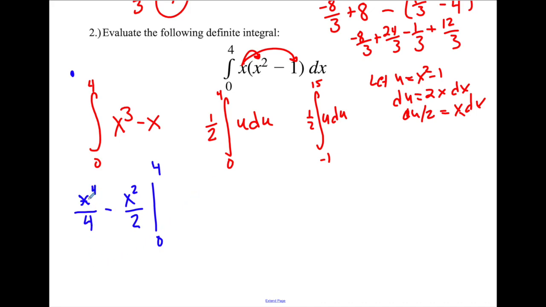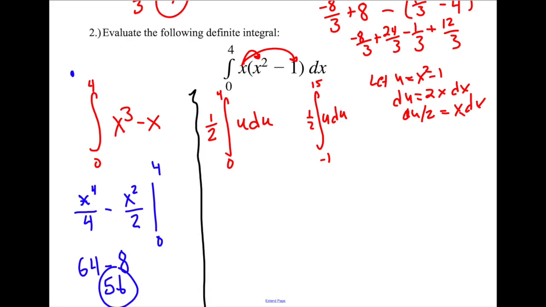So 4 to the 4th is 256, divided by 4 is 64. 4 squared is 16, divided by 2 is 8. When you plug in 0, both numerators are 0, so you're just subtracting 0, and you end with 56. 64 minus 8. Okay, and remember, those were just from plugging in the 4. Okay, so maybe on my calculator I do that, I get 56. Okay, that's strategy 1. Strategy 2.